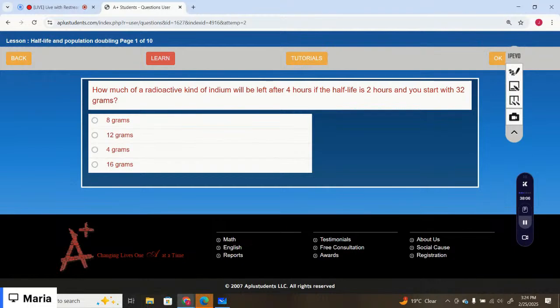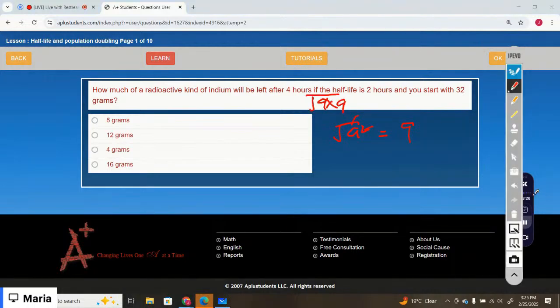How much radioactive indium will be left after 4 hours if the half-life is 2 hours and you start with 32 grams? How much radioactive indium will be left after 4 hours if the half-life is 2 hours?